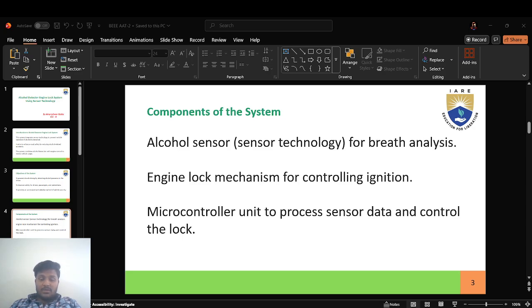Third one is microcontroller unit to process sensor data and control the lock. The microcontroller receives the electrical signal from the alcohol sensor, converts it into a readable value, and checks if the alcohol value is above the safe limit.